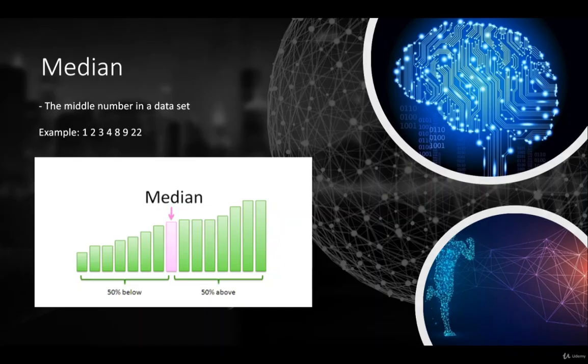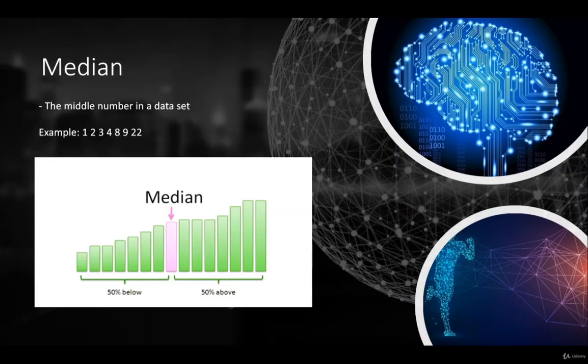So basically the first thing that we are going to talk about today would be the median. And basically the median is simply the middle number inside of a data set. So let's take an example right here. We have 1, 2, 3, 4, 8, 9, 22. In this case, the median will be 4, even if it's not the center number. The center number means the number between 1 and 22, which would be 11. In this data set, this is the middle number.